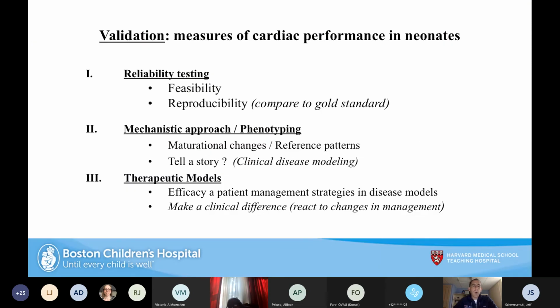Just as an example, whenever we try and take a measure from the adult world and bring it into pediatrics or neonatology, it has to follow a strict 3-prong approach. We need to determine if it's feasible or reproducible. Does it compare to a gold standard? What are the mechanistic approach or the phenotyping? What are the maturational changes? What are the reference patterns? And then only then, if we achieve step 1 and step 2, can we use these measures to assess the efficacy of patient management strategies. Can these measures be considered outcomes? Do they make a clinical difference? Do we react to changes in management?